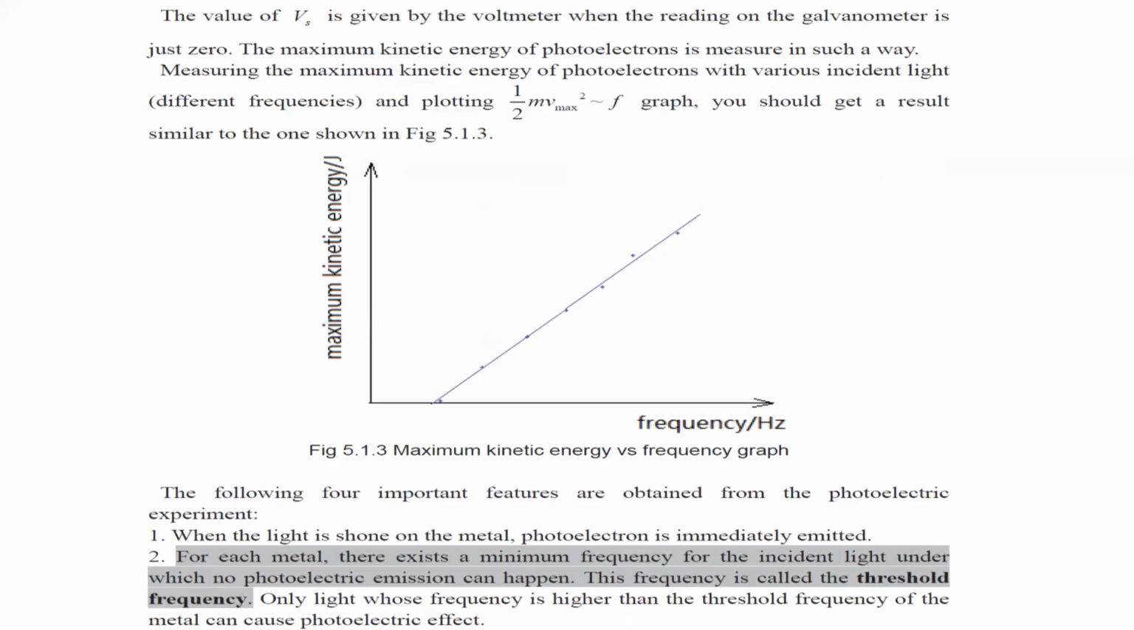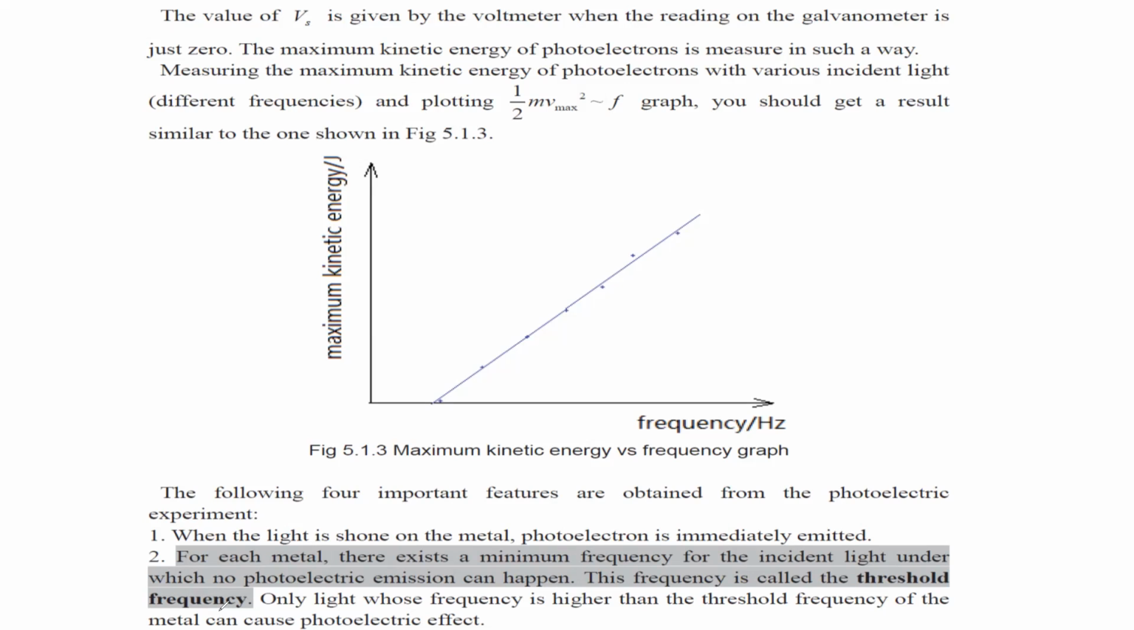So there are the following features which we obtain from the photoelectric effect. Number one, the following four important features are obtained from the photoelectric effect. When light is shone on the metal, a photoelectron is immediately emitted, meaning the electron instantly comes out. And for each metal, there exists a minimum frequency, at a certain frequency or certain energy, at which electrons come out.